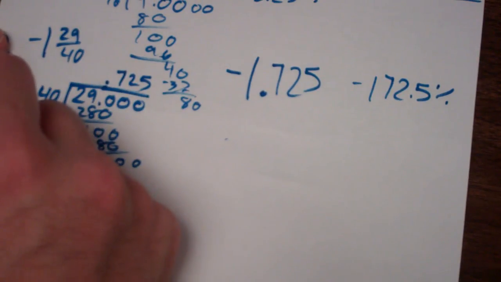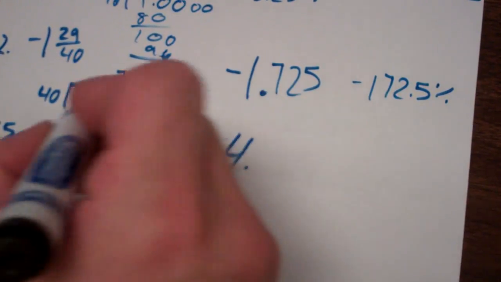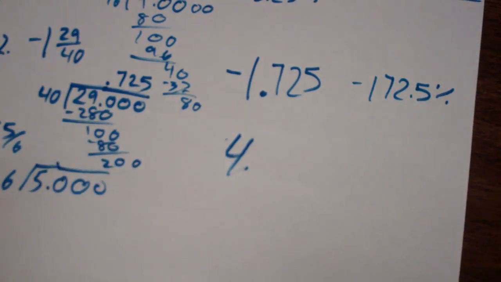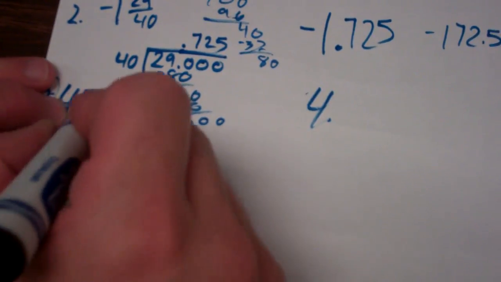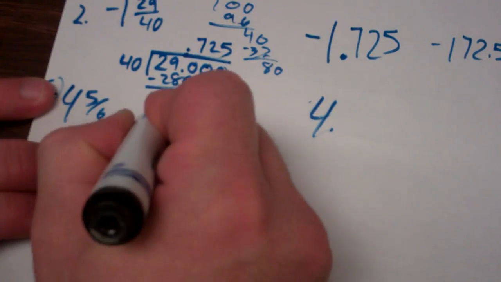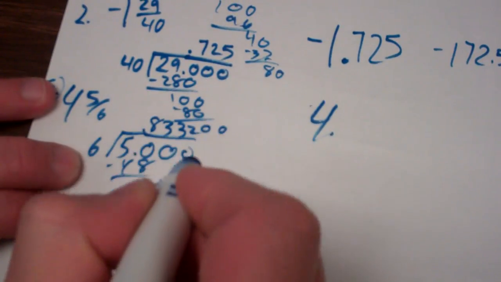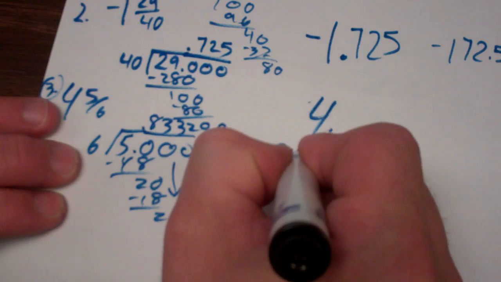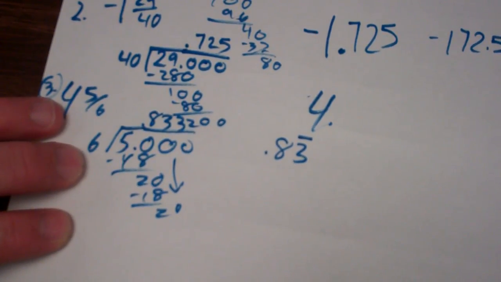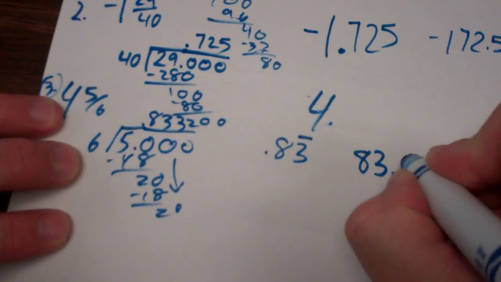Next one is 4 and 5/6. I already know it's going to be 4 point something, whatever 5 divided by 6 becomes. So as I divide 5 by 6, I get 8, 3. This looks familiar. I'm going to get 3, and I'm going to continue to get 3, so it's 0.83 repeating. Remember, we show that with that line over whatever digits are repeating.